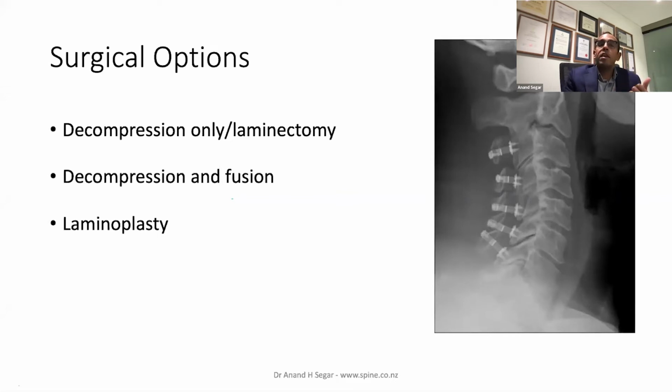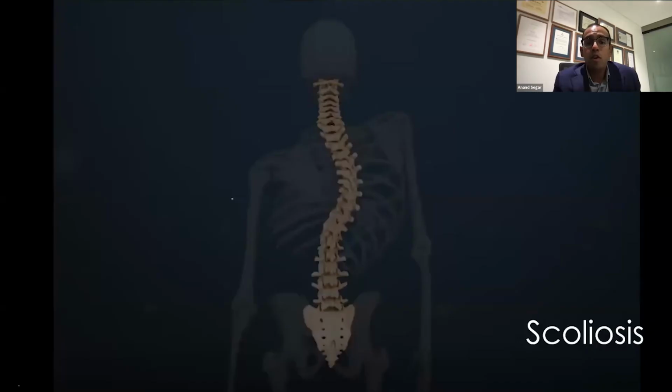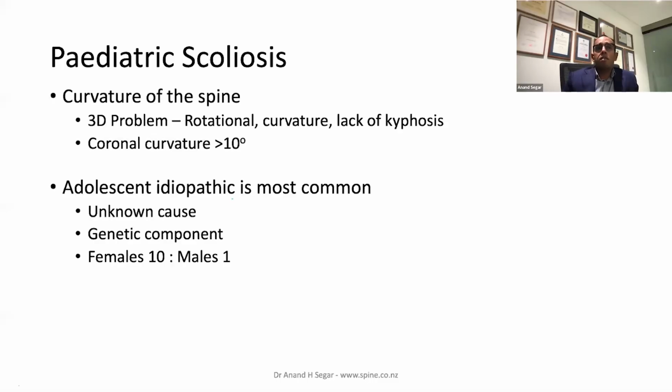So we've talked about radiculopathy, which is nerve root compression, stenosis, which is compression of the spinal canal, whether it's in the lumbar spine or the neck. And lastly, I just want to talk about spinal deformity. So spinal deformity can occur in adults and children. So in children, it's most commonly scoliosis. So scoliosis is curvature of the spine, and it's a three-dimensional problem.